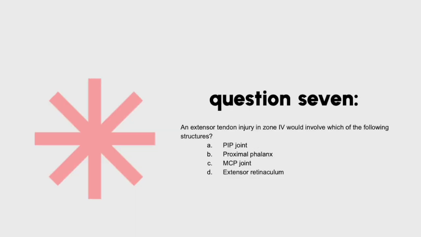Question 7, the correct answer is B. Zone 3 is going to be the PIP joint. Zone 5 would be over the MCP joint, and Zone 7 is over the extensor retinaculum.